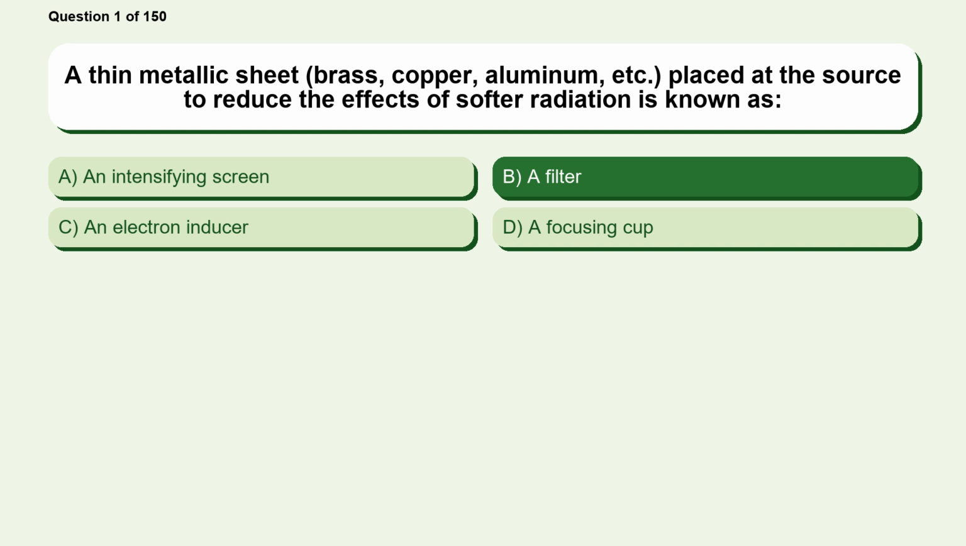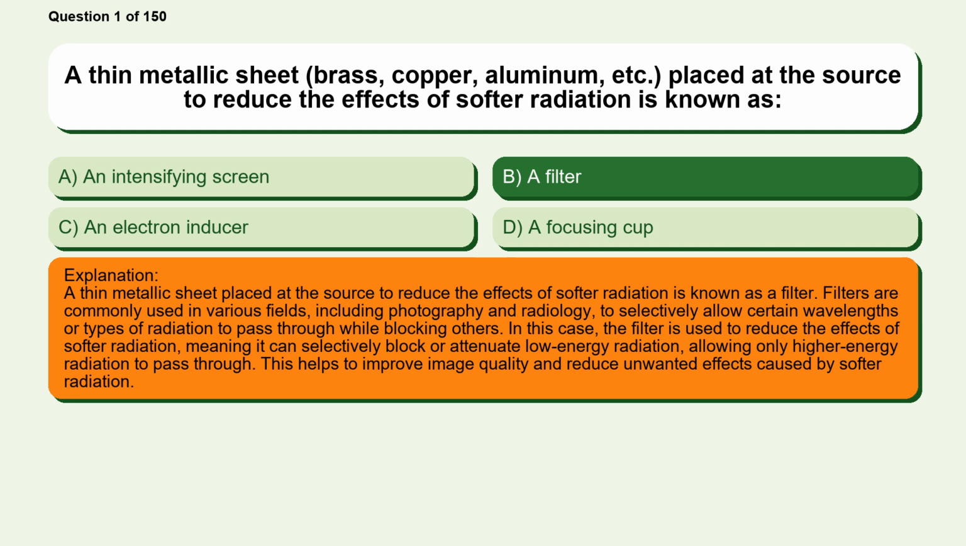A filter. A thin metallic sheet placed at the source to reduce the effects of softer radiation is known as a filter. Filters are commonly used in various fields, including photography and radiology, to selectively allow certain wavelengths or types of radiation to pass through while blocking others. In this case, the filter is used to reduce the effects of softer radiation, meaning it can selectively block or attenuate low-energy radiation, allowing only higher-energy radiation to pass through. This helps to improve image quality and reduce unwanted effects caused by softer radiation.